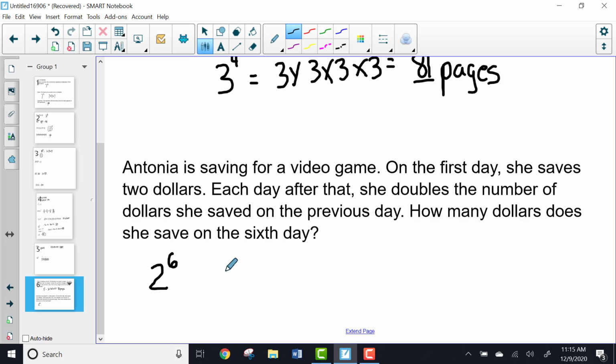And 2 to the power of 6 dollars could work, or if you're writing this out, think about 2 times 2 times 2 times 2 times 2, and then another times 2, I believe. So 1, 2, 3, 4, 5, 6 total. Multiply all this together, and that's going to give you $64.